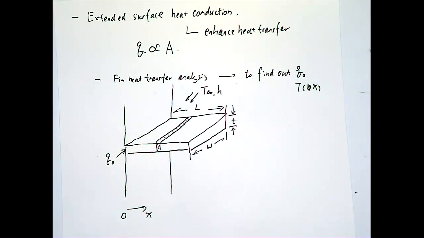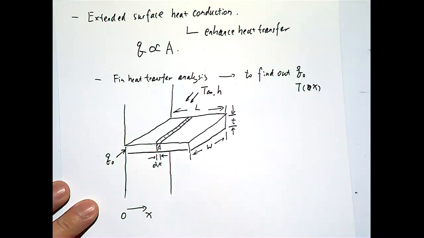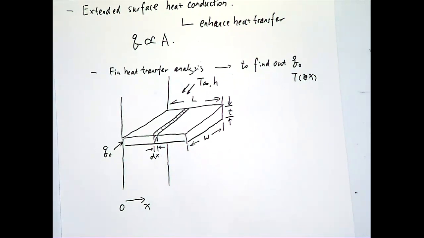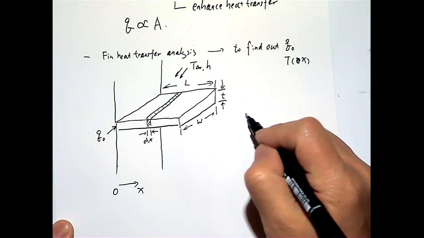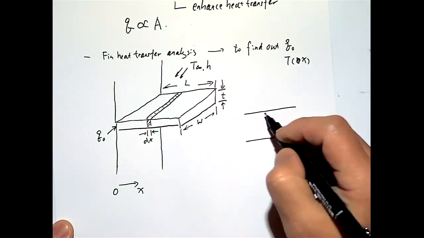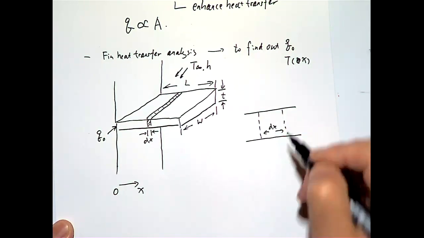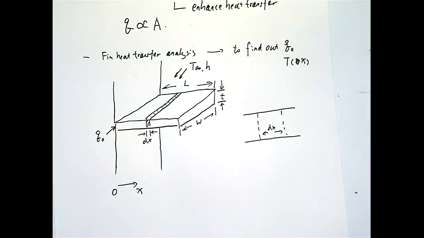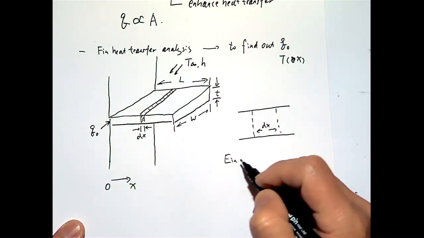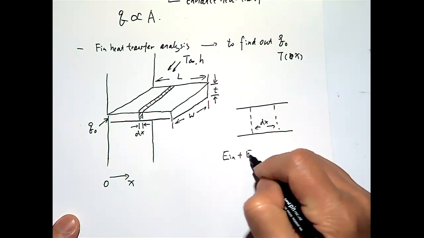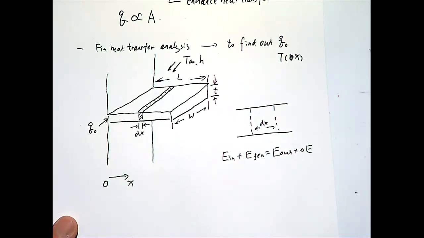And we choose that as our control body. So that's dx. All right, so if I draw a larger picture of it, that's dx, and we need to apply our energy balance, the general one: E in plus E gen equals E out plus any change, right?